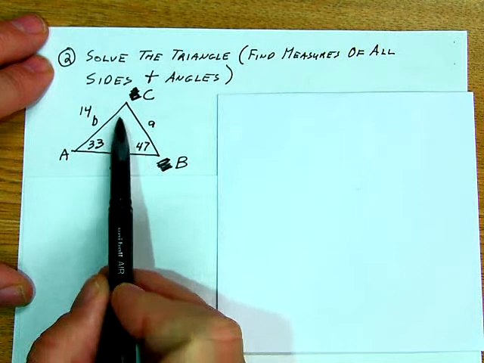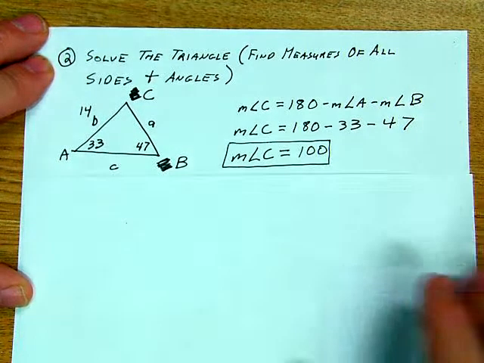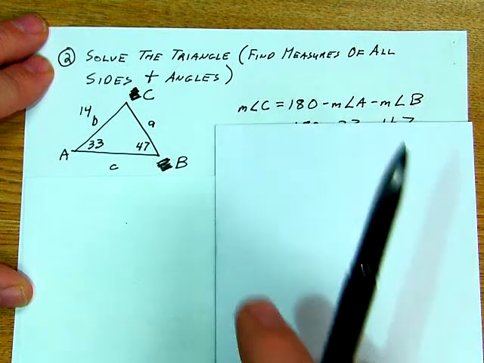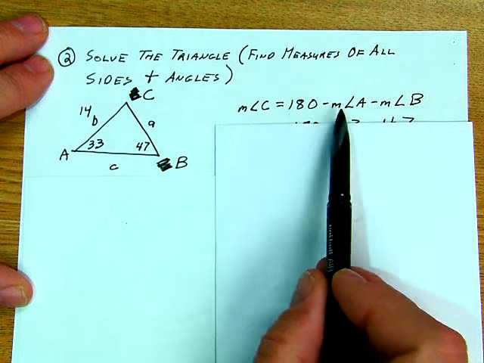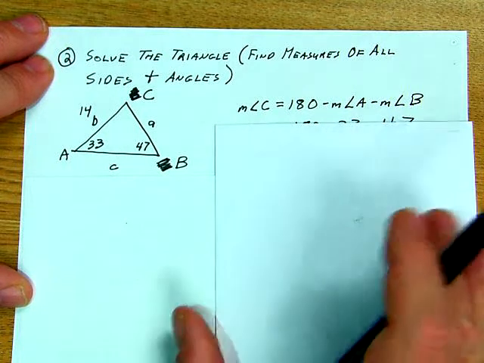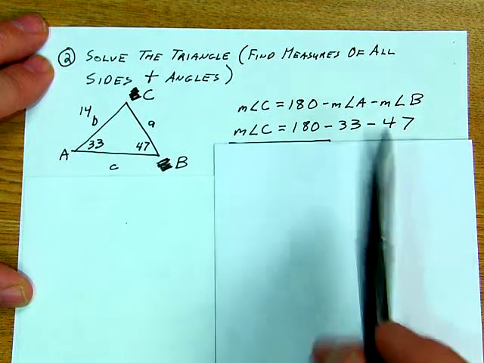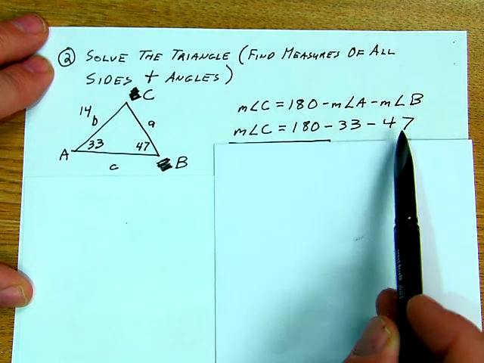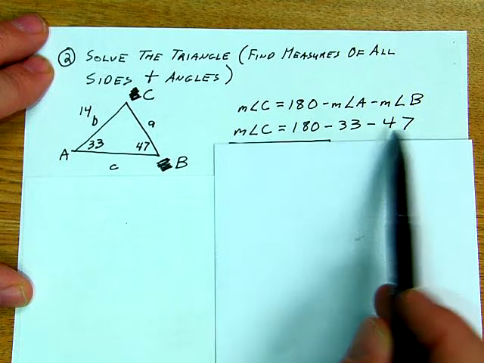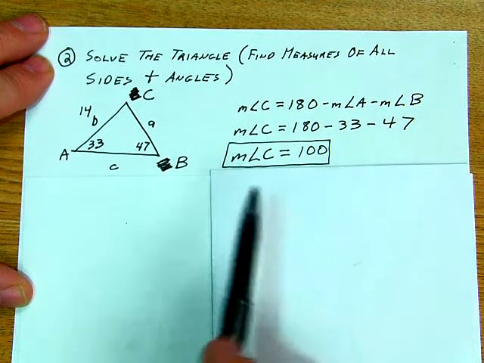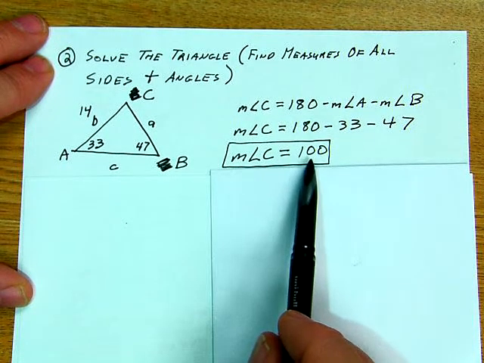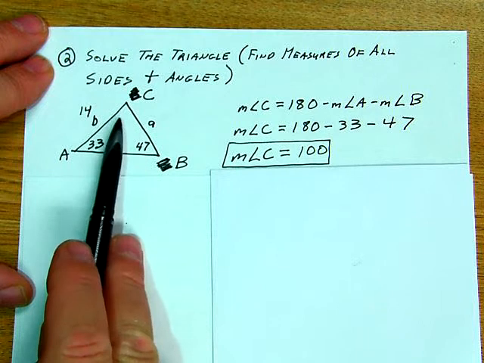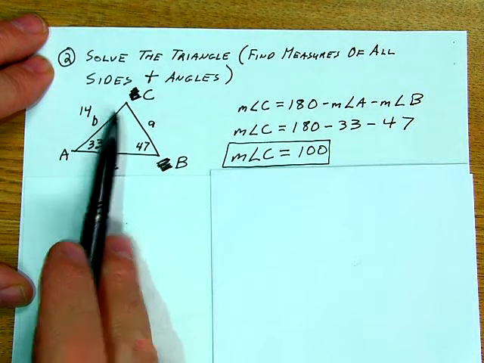So first of all, I know I have a triangle. I'm going to find the measure of angle C very simply by saying the measure of angle C is equal to 180 degrees minus the other two measures that I know. And the other two measures that I know are 33 and 47. So 180 minus 33 minus 47 tells me that the measure of angle C is 100 degrees. So I know that that guy is 100 degrees.